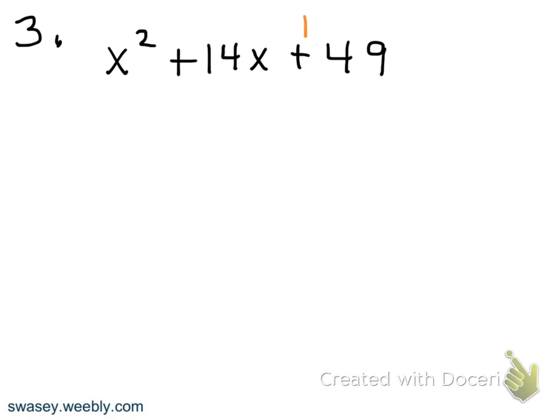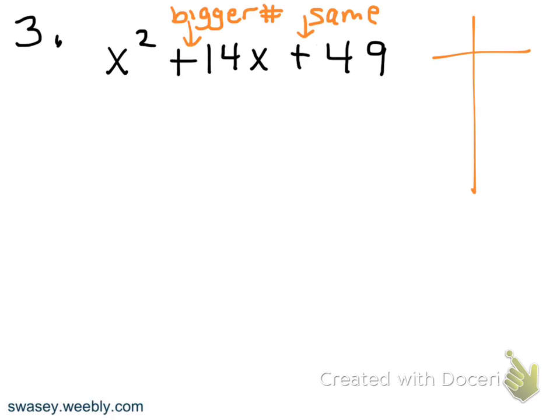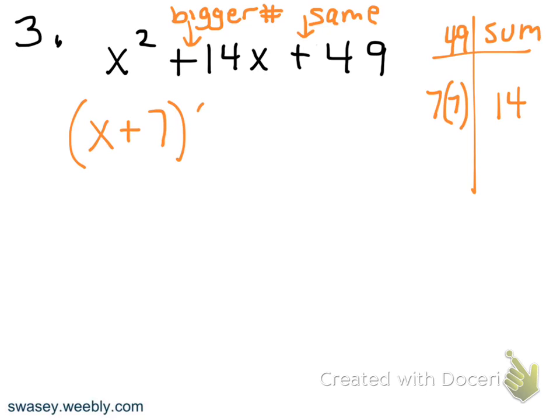Here we've got same signs, both positive. Bigger one's positive, so they're both positive. Look at your factors of 49. Eventually you should see 7 times 7. 49, 7 plus 7 is 14. So we can factor this into x plus 7, x plus 7. If you see the same factor twice, you'll write it as that factor squared.